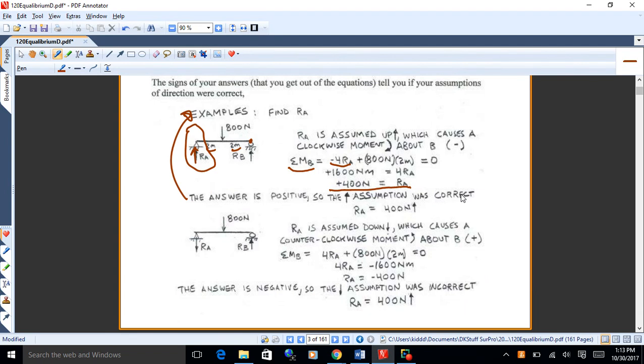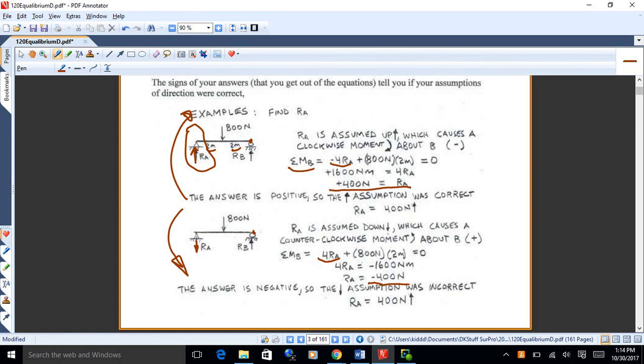Now, if you assume that RA was down, which you could assume, if it's down, when I take the moments about B, now I've got RA going counterclockwise. Okay? So that goes into the moment equation as a positive now, if I assume RA is down, because a counterclockwise moment about B is positive. When I solve for RA, though, I'll get a negative answer. And what that means is my assumption was not correct. It doesn't act down, it acts up.